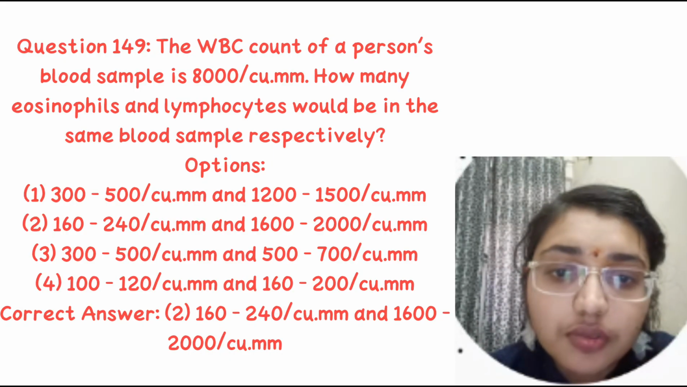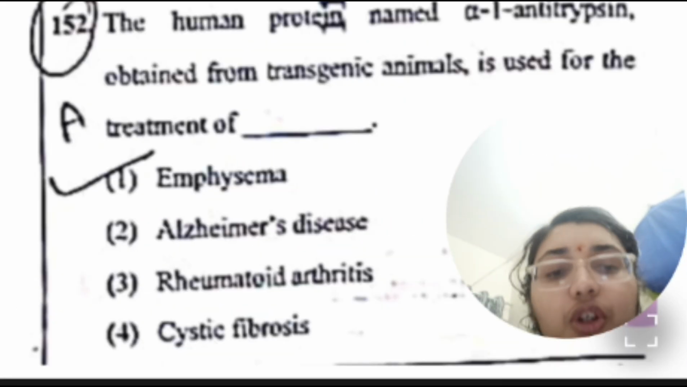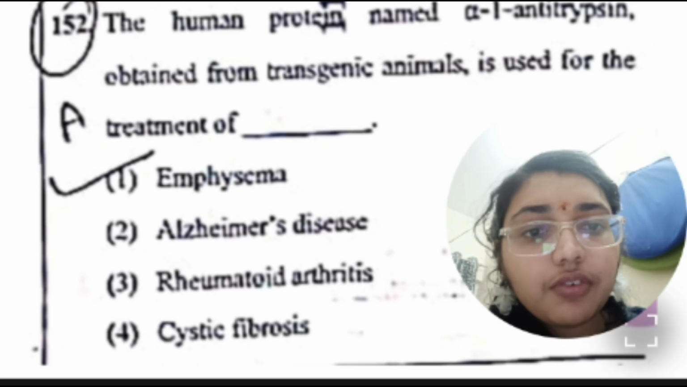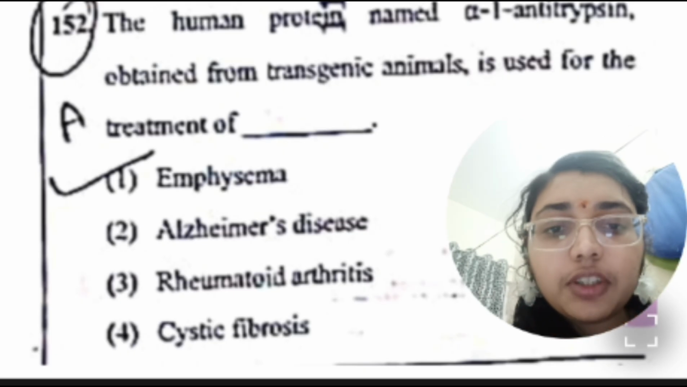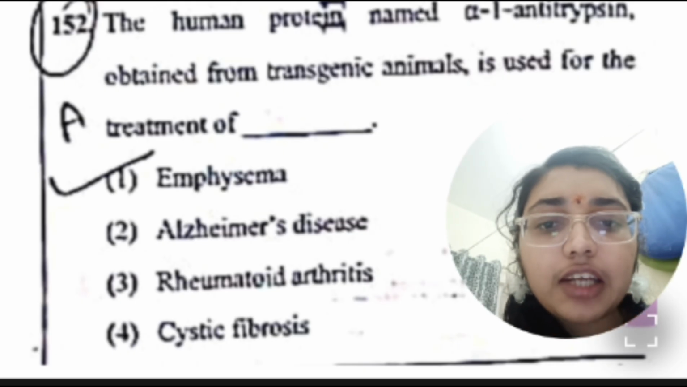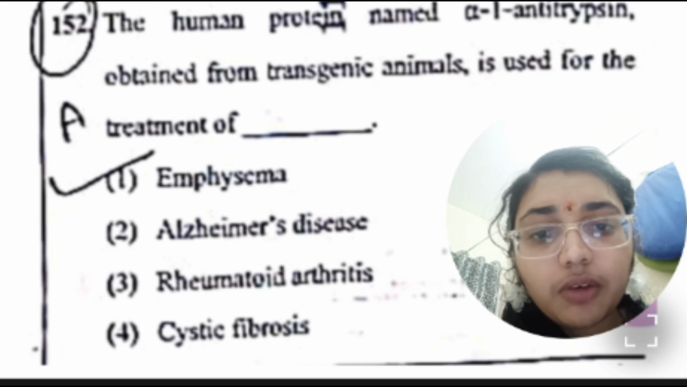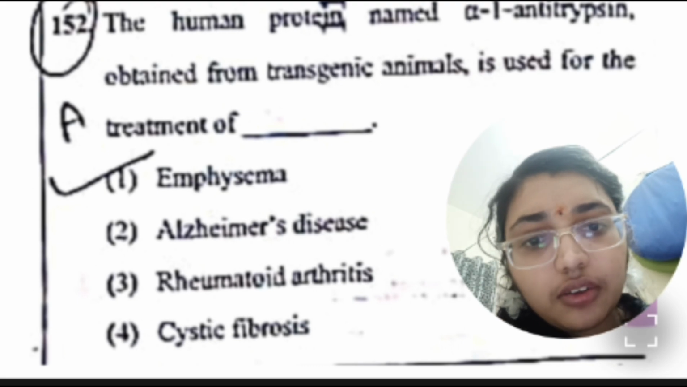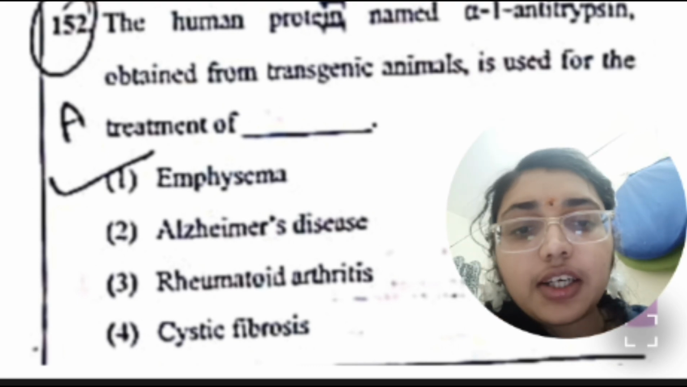So this is from the human physiology. Here the human protein alpha 1 antitrypsin obtained from the transgenic animal is used in the treatment of option A, emphysema is the correct option.